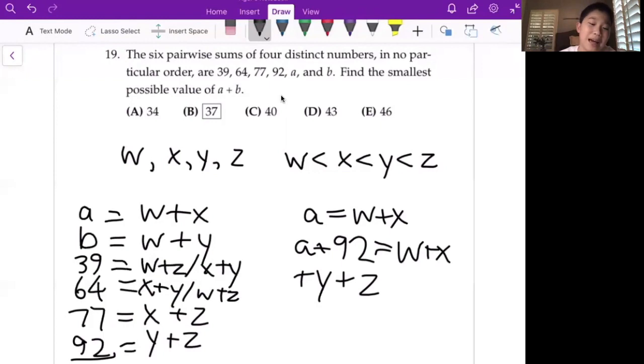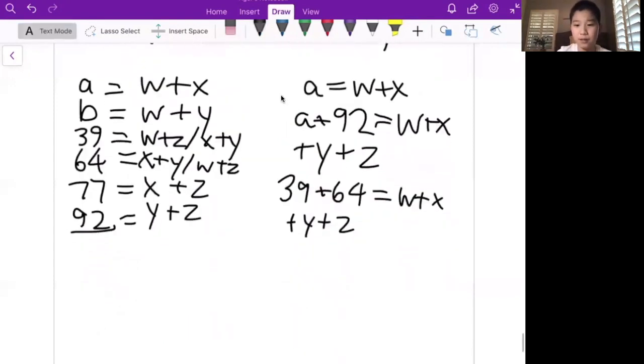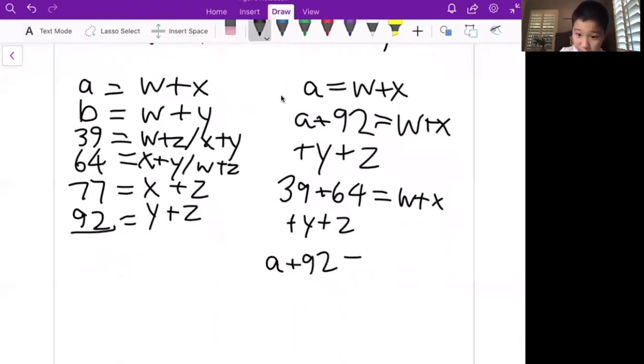And then, what happens when we add 39 and 64? 39 plus 64 equals. Well, 39 is either W plus Z or X plus Y, and 64 is either X plus Y or W plus Z. So if you add them up, you'll get W plus X plus Y plus Z in either case. So A plus 92 is equal to 39 plus 64.